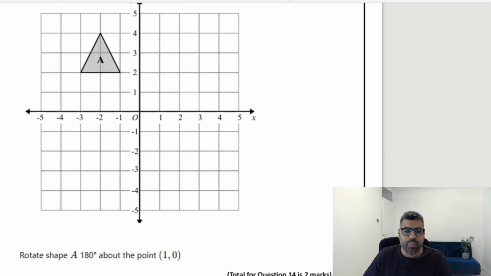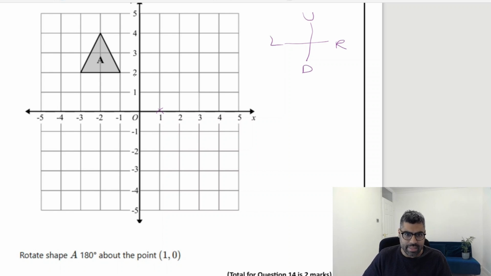So for this question, we have a transformation. We need to rotate the shape A 180 degrees about the point 10. So let's start off by marking where point 10 is, which is here. Then I use a compass method in order to do this question. So we have up, right, down, left.